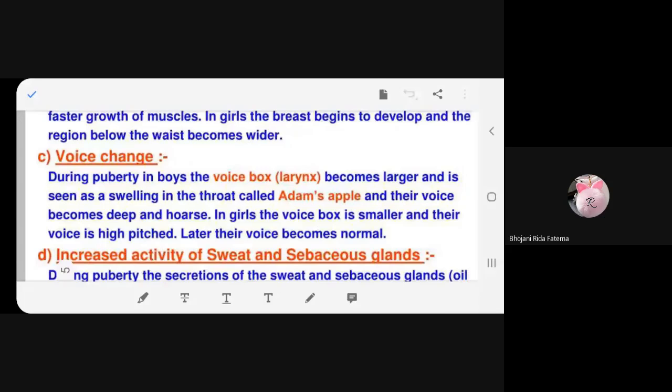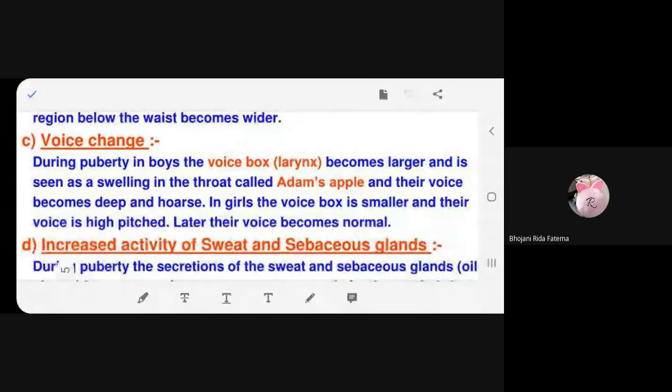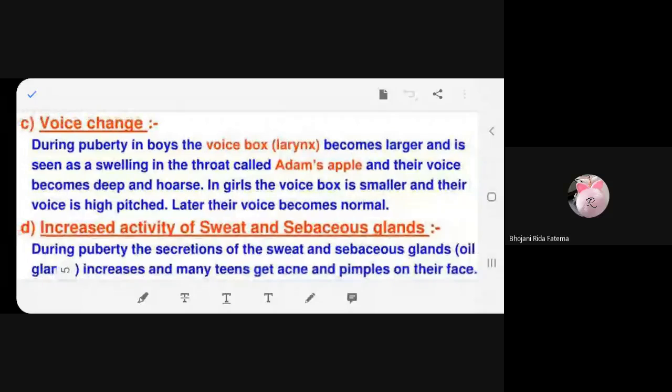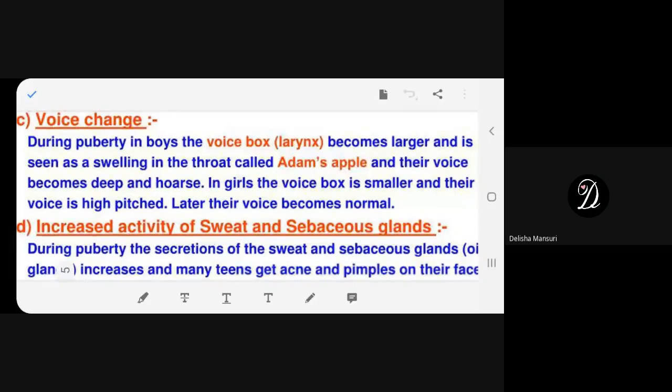Next topic is voice change. Please read. During puberty in boys, the voice box, larynx, becomes larger and is seen as a swelling in the throat called Adam's apple, and their voice becomes deep and hoarse. In girls, the voice box is smaller and their voice is high pitched. Later, their voice becomes normal.